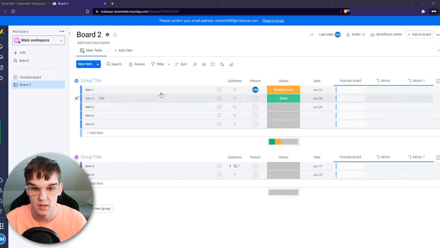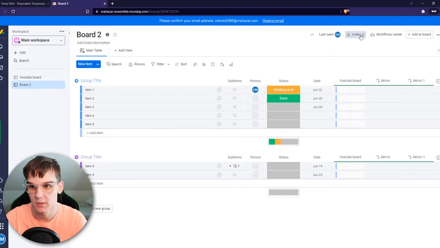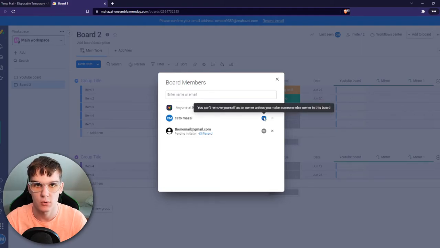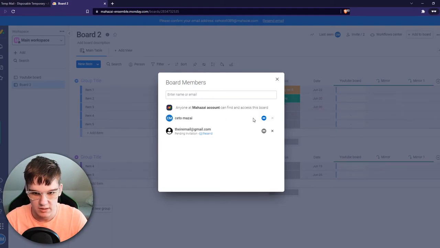What you can do is go into the board, of course, and then go to the top where you see invite and the amount of members. For me, I have two members. What you want to do then is look at this crown icon, and if it's blue, that means you are a board owner. As you can see, I am a board owner.